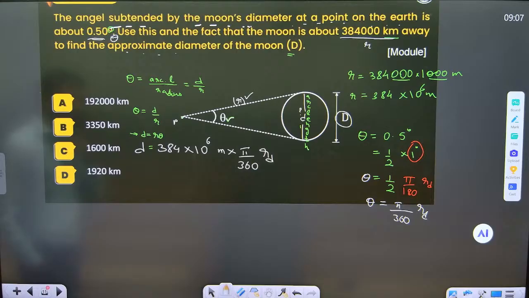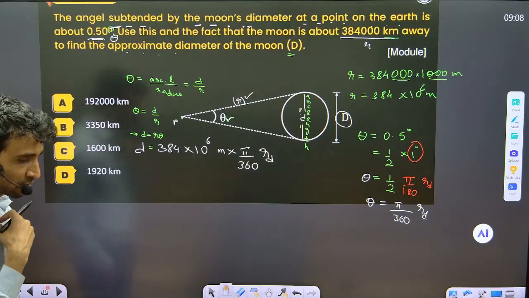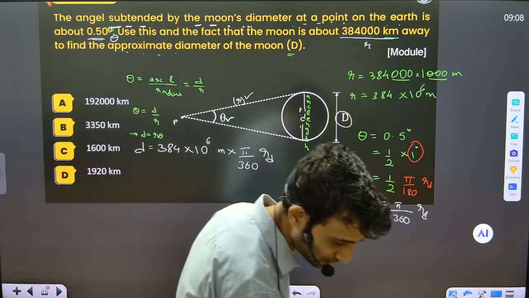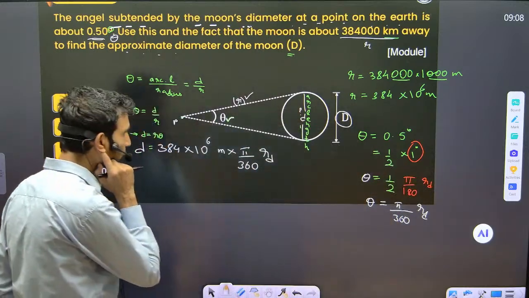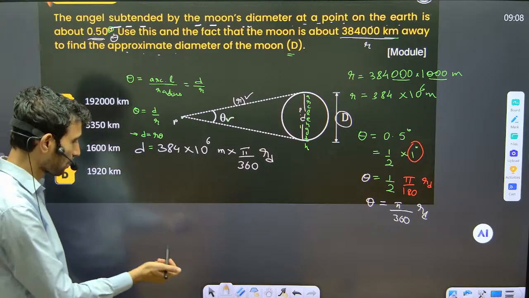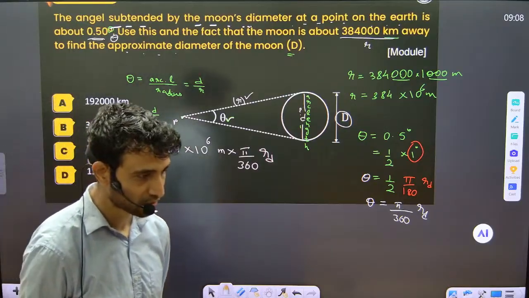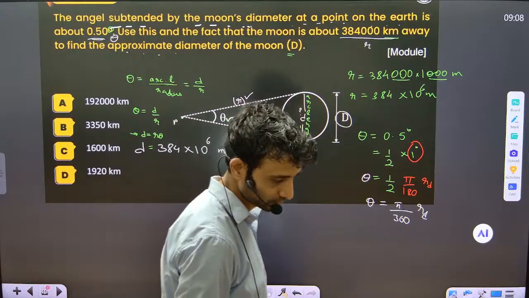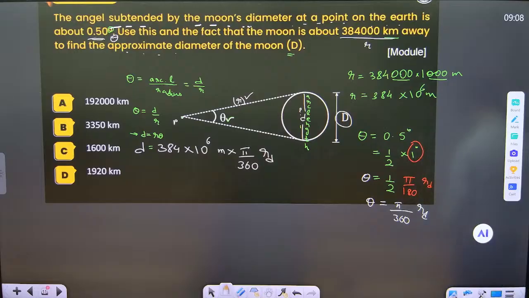That's one way to go about it. And the other one is to do the crude calculation, which I told you about yesterday. So let's do the crude calculation, because the actual calculation you can do yourself. Or let's first do the actual calculation. So you kids try doing the actual calculation and see which option you are getting. And then I'll do the crude calculation.